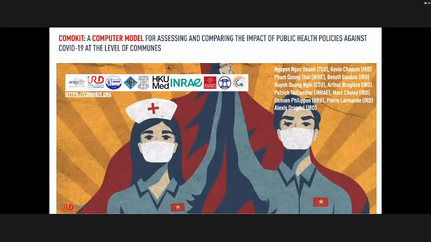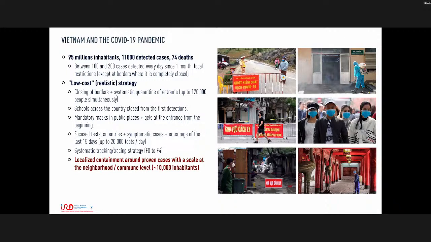Actually, Komokit is a computer model of the propagation and transmission of COVID-19, which has been designed and conceived from the beginning by a quite large team. You have all the names of the people here. It's a French-Vietnamese team, plus the recent addition of Sriyama. I didn't put his name here, but he's becoming one of the main contributors, I would say. We will see that it's both a model which has been used and is still used in Vietnam, mostly, but also a framework for building other models. And there will be some other presentations after, so I will not, of course, present everything.